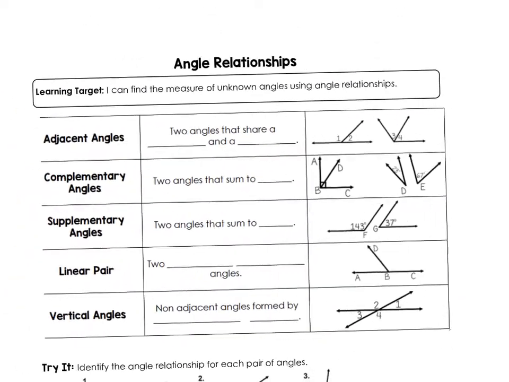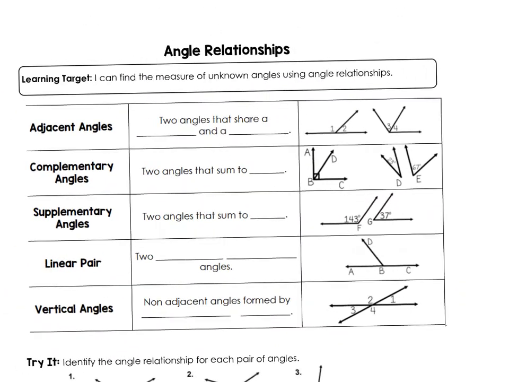So our learning target for this lesson says I can find the measure of unknown angles using angle relationships. So we have 5 basic angle relationships that we talk about in geometry. Our first one are adjacent angles. So adjacent angles are kind of like neighbors. They live next to each other.